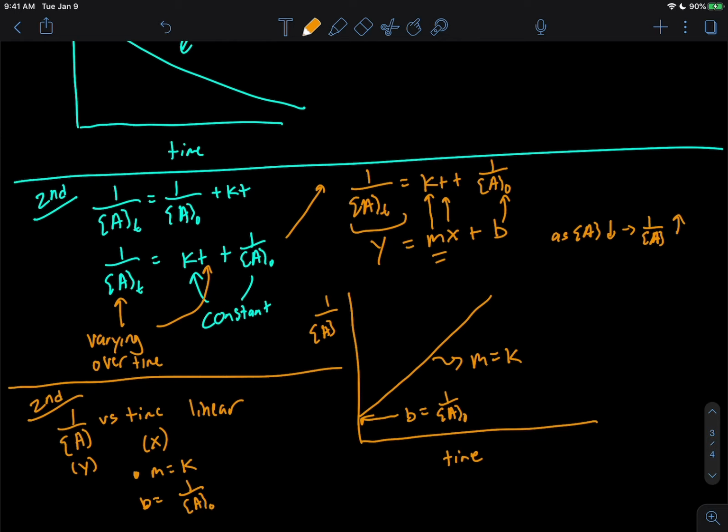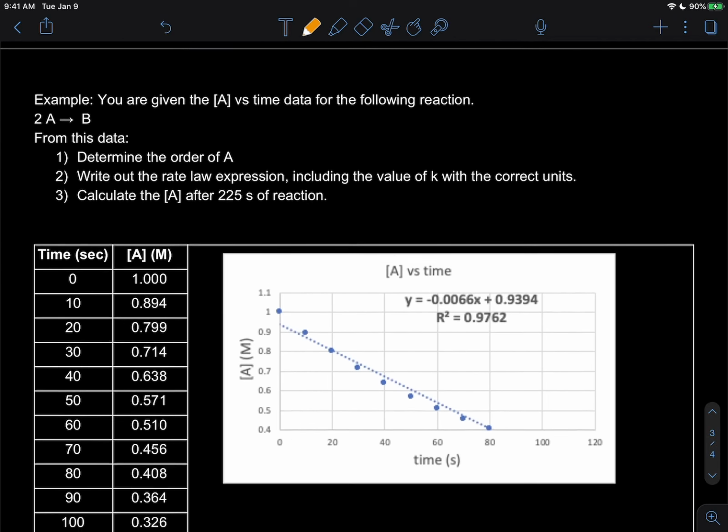So now if we were to collect some experimental data and graph them, maybe with these three possibilities: 0 order, which would be concentration versus time; first order, natural log concentration versus time; second order, inverse concentration versus time, maybe one of those is going to be more linear than another, and that will tell us what the actual order of the reaction is. So now that we have this foundational information, let's work through an example together.